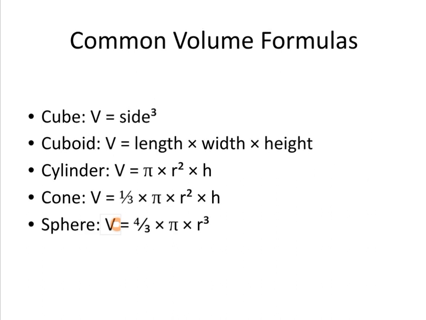Common volume formulas. The volume of a cube is side cubed. The volume of a cuboid is length times width times height. The volume of a cylinder is pi times r squared times h. The volume of a cone is 1/3 multiplied by pi times r squared times h. For a sphere, the volume is 4/3 times pi times r cubed. We're going to be doing some past exam questions in this video as well.